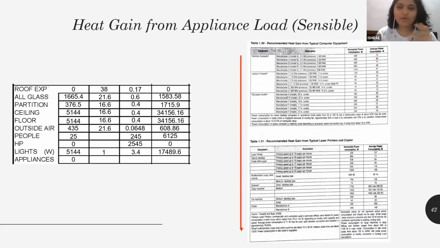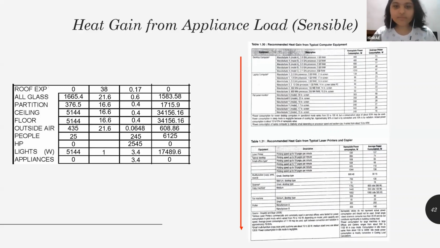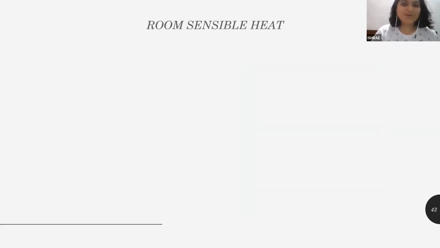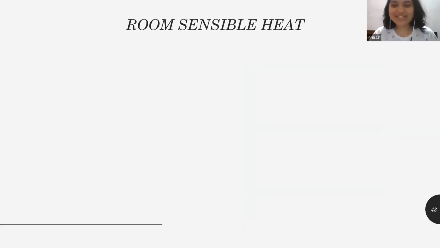I have put 0 appliances. I don't care, and I'm going to multiply it with 3.4. So my total appliance load will be whatever watts of heat is being dissipated times 3.4, which is the conversion, and you'll get the total appliance load in BTU per hour. Okay. Finally, we are done. Whew. We are done with room sensible heat.